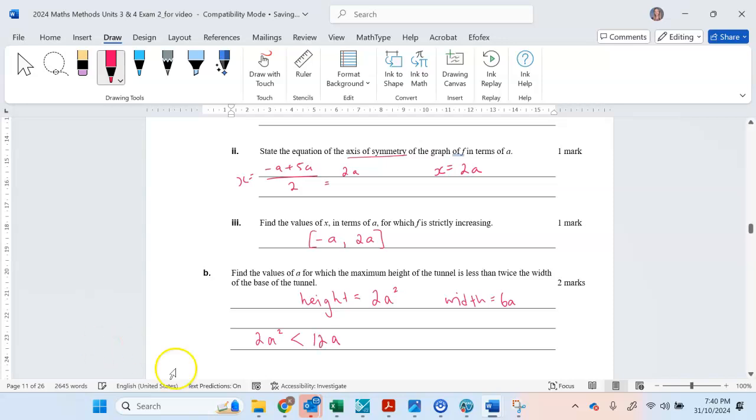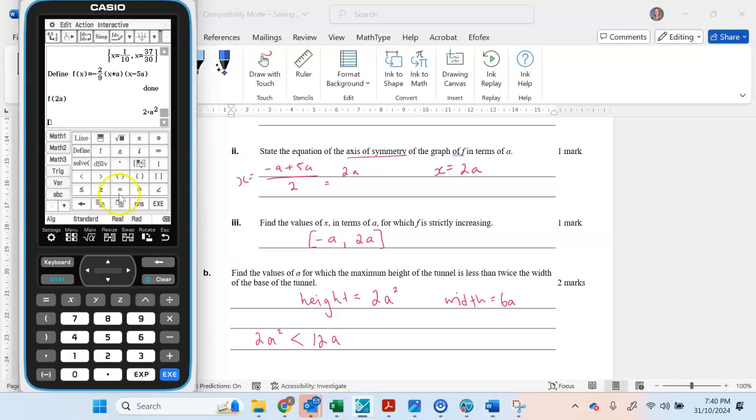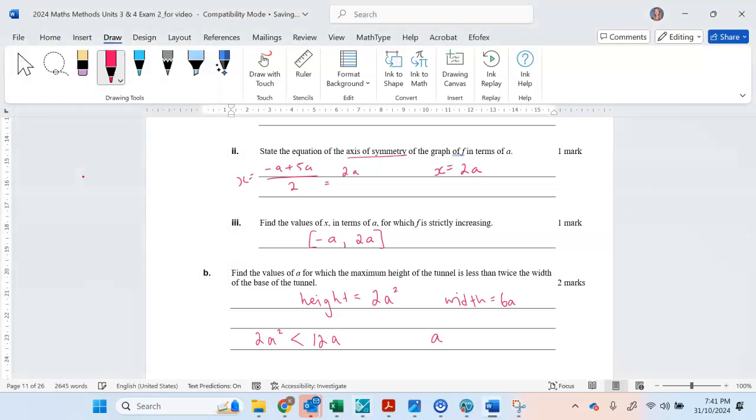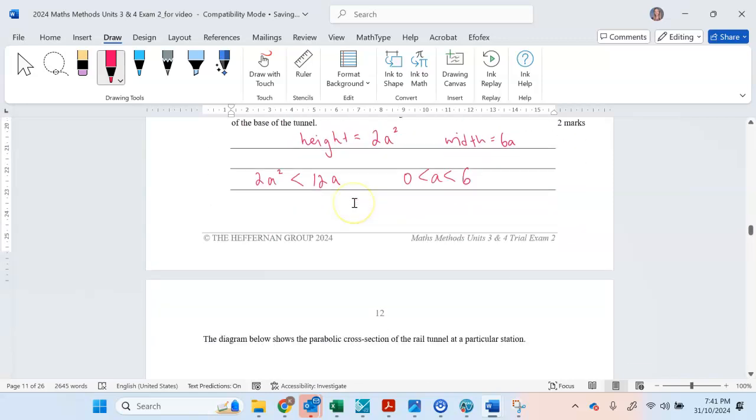So we can probably just solve that in our calculator. We could do it by hand too, but I'm using the calculator. All right, so A has to be between 0 and 6. Yeah, we can use a calculator. Let's use a calculator more.